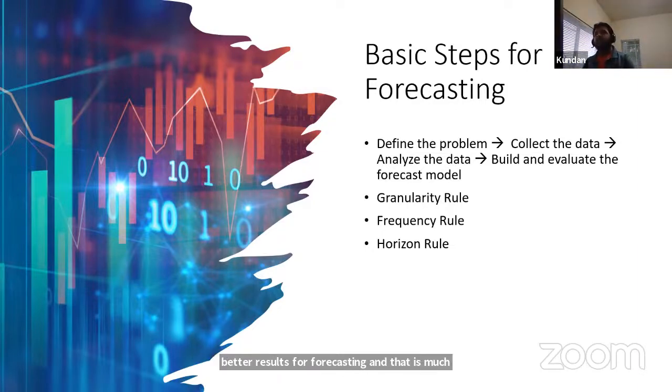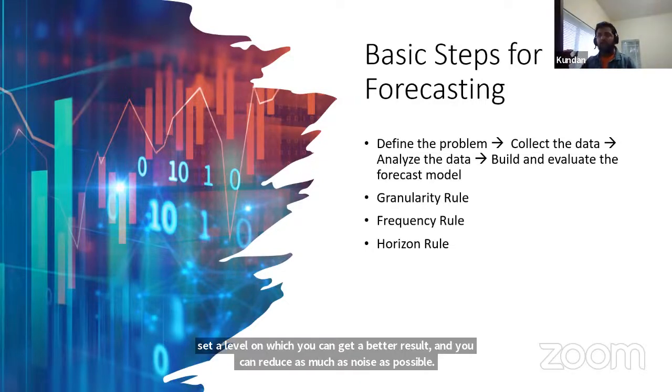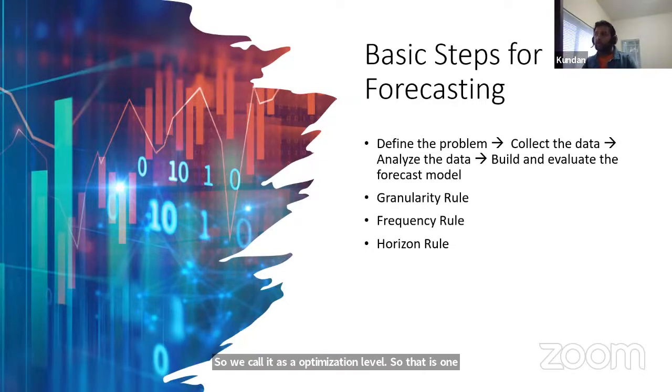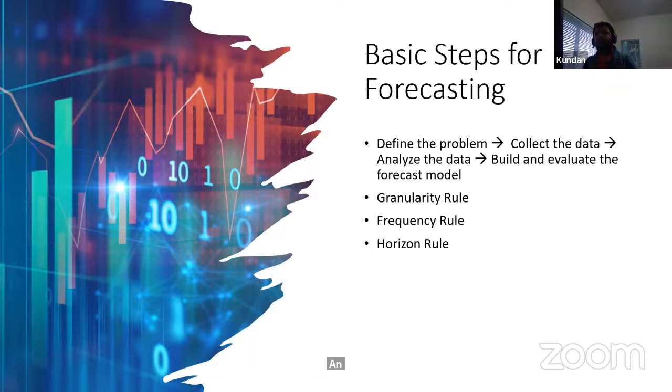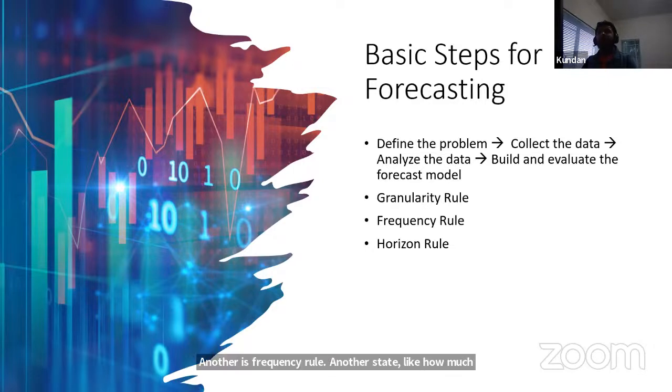Same thing we apply here, and we call it the optimization level. In a hierarchy, you set a level at which you can get better results and reduce as much noise as possible. So we call it the optimization level. That is one granularity rule. Another is the frequency rule, which is about how frequently I need to gather the data, right?